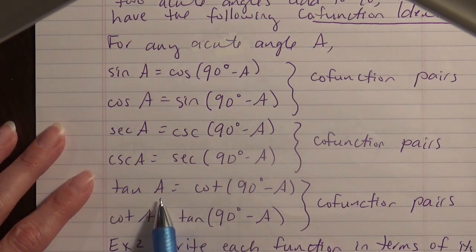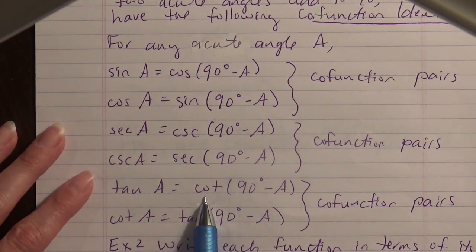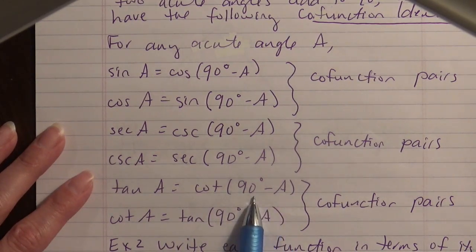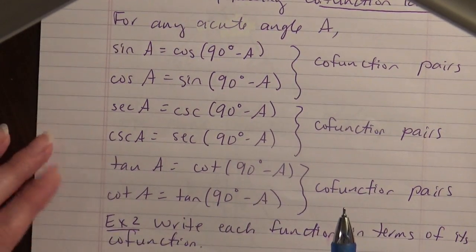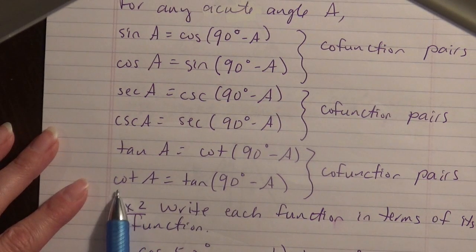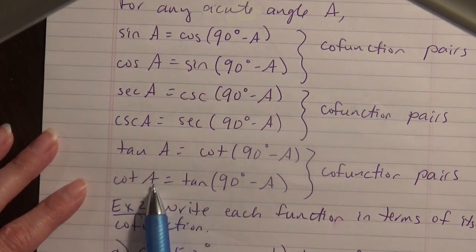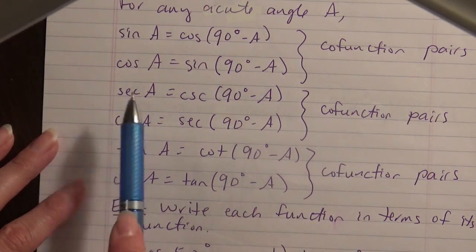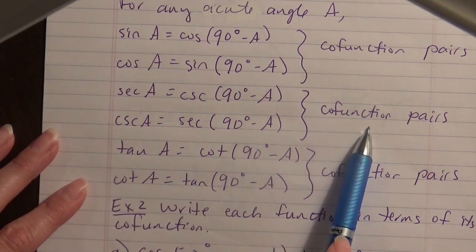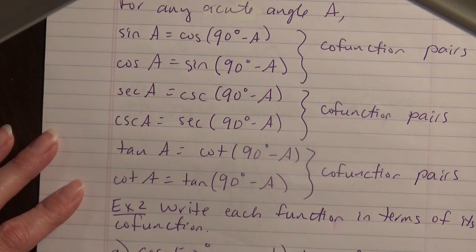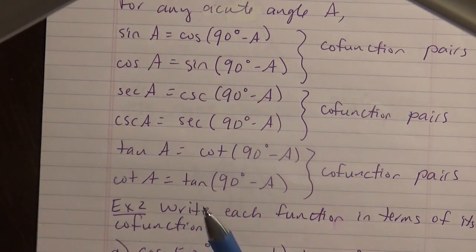Tangent of angle A is equal to the cotangent of 90 degrees minus that angle. And again, this is all because we're working with right triangles. Cotangent of A is equal to the tangent of 90 minus A. So tangent and cotangent are cofunction pairs. Secant and cosecant are cofunction pairs. Sine and cosine are cofunction pairs. Let's look at example 2.